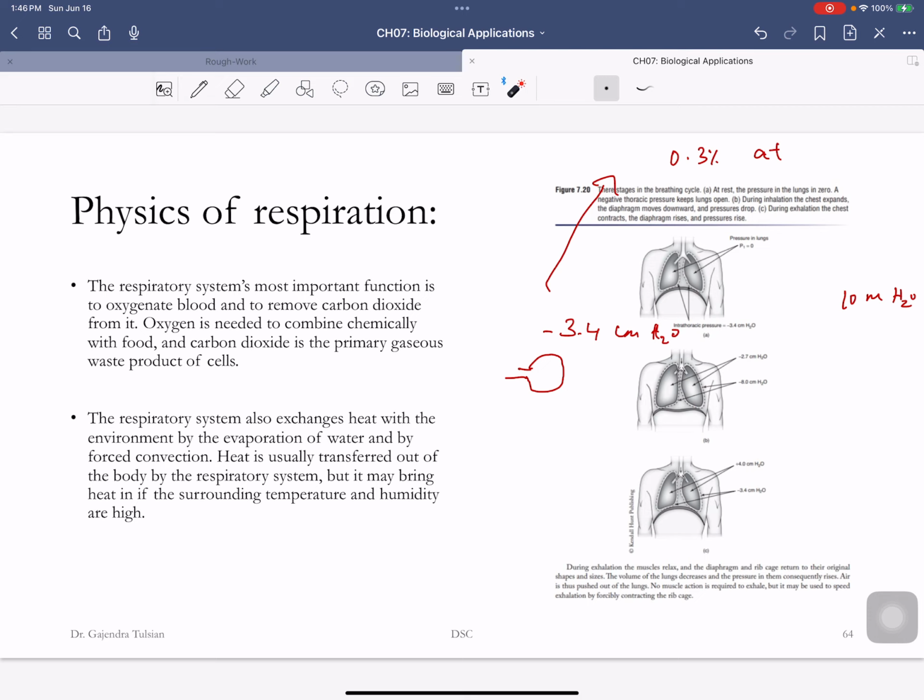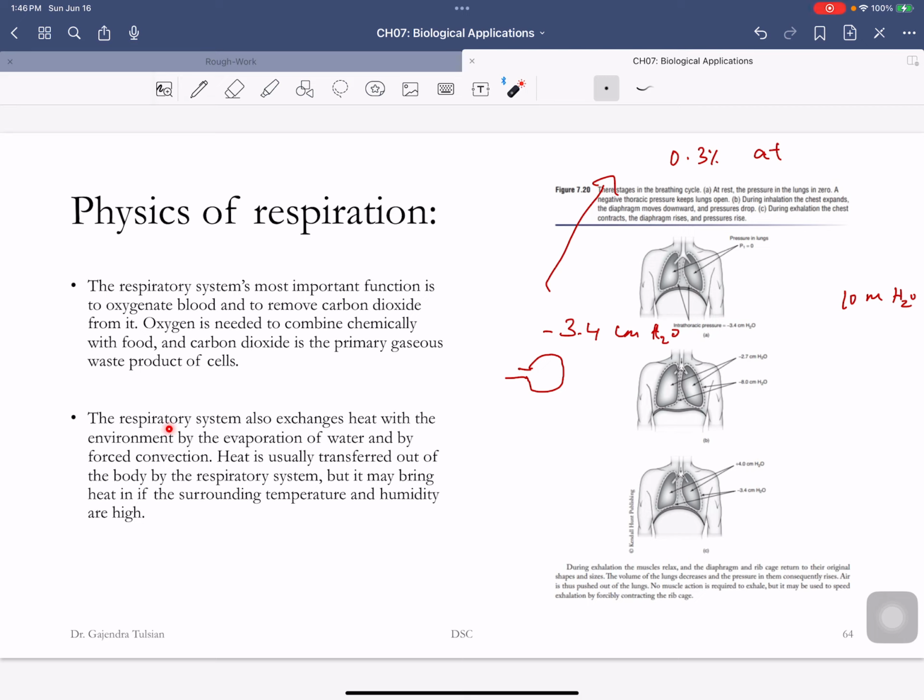Okay, so there's a couple of things that happen. The diaphragm lowers and your rib cage expands as well to reduce the intrathoracic pressure from minus 3.4 to minus 8 centimeters of water.